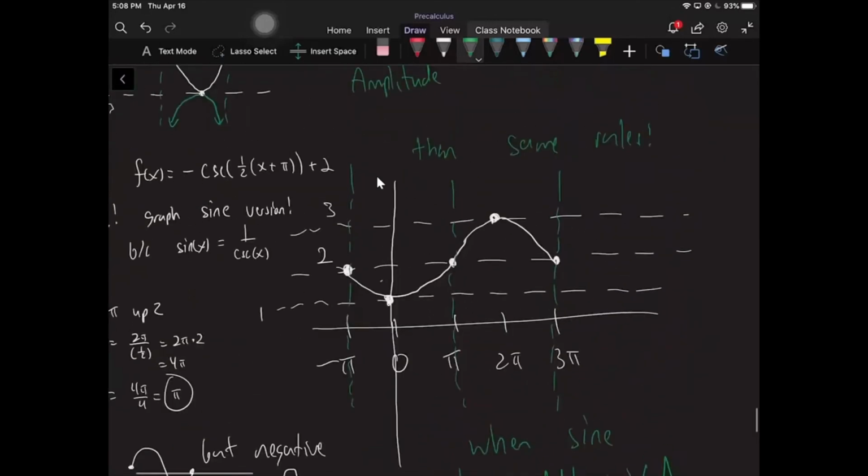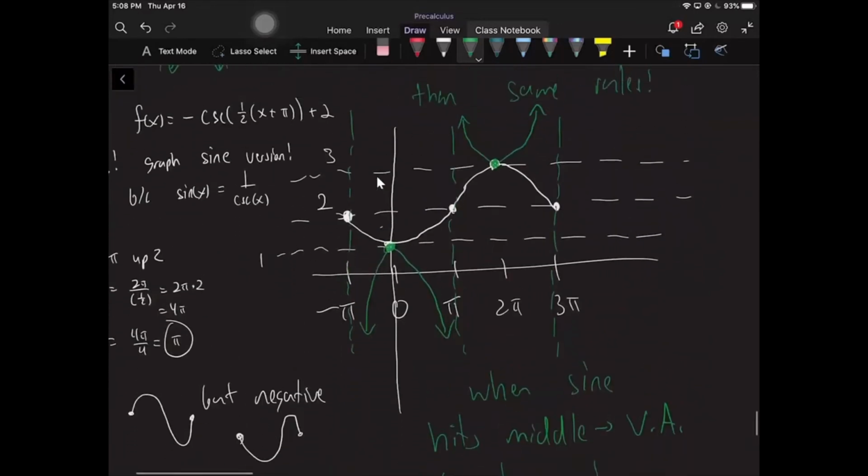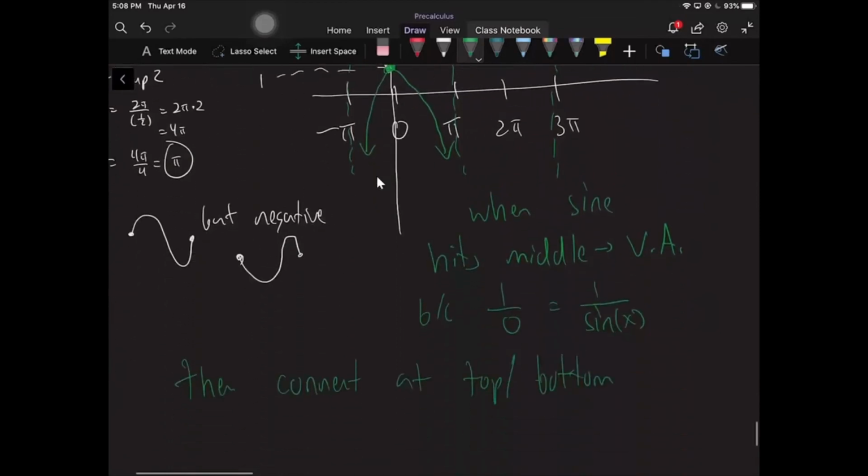And we're going to draw those same shapes. So at the bottom of the amplitude, they connect, cosecant and sine connect, and then they follow the asymptotes. And then over here, same thing. Follow the asymptote after you connect it at the top of it and the bottom of the amplitude. So then the green part is the answer.